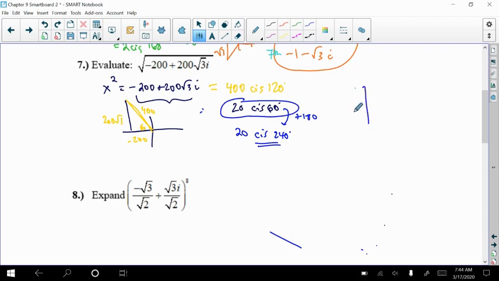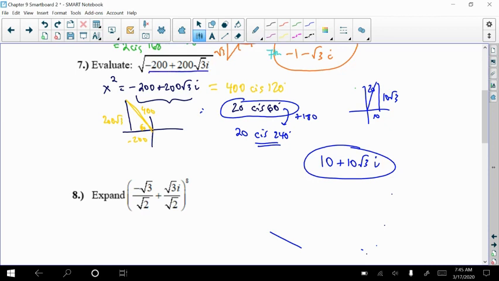Whether you see it in your head or actually draw out a 60-degree reference angle, hypotenuse of 20, that's over 10 and up 10 root 3. So the principal answer would be 10 plus 10 root 3i. So there's the principal root of the number that we were given. Okay, we've got one more example I'll do in this video.